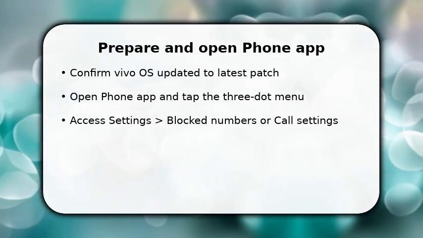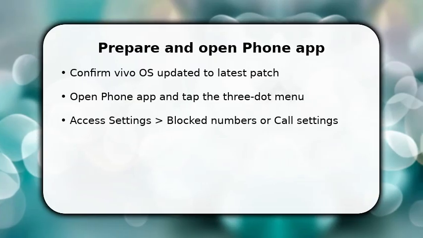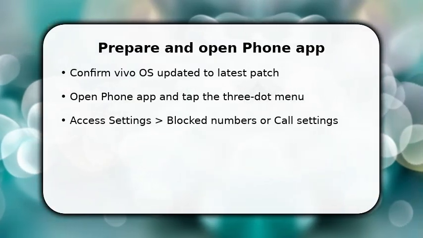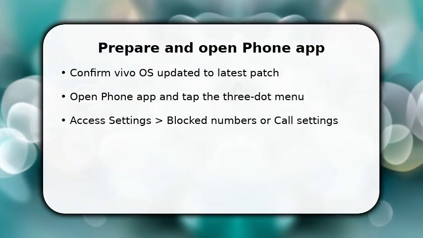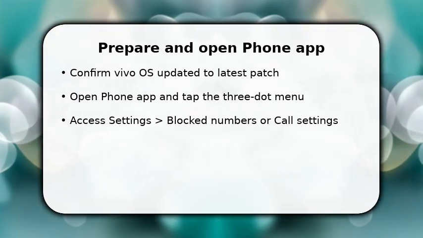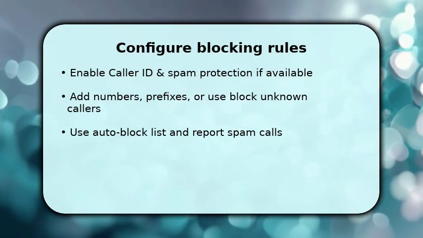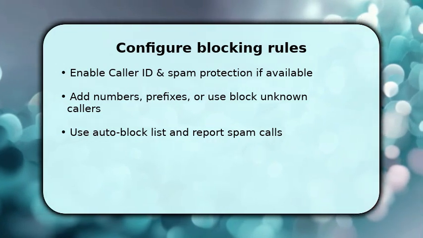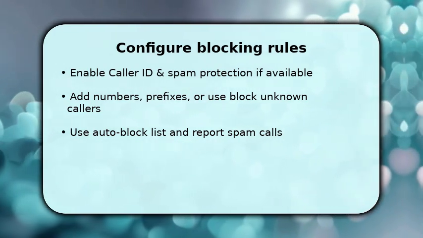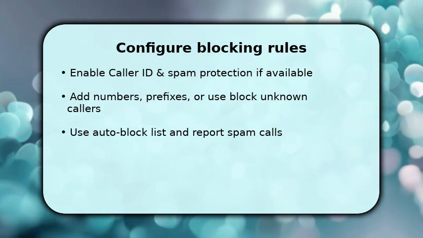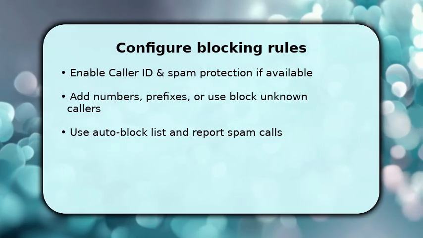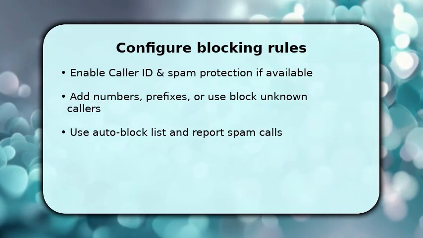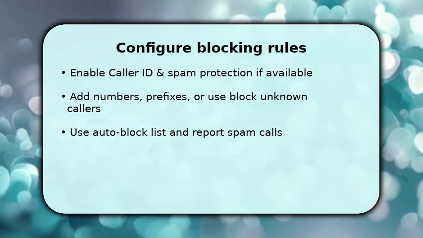You're starting with the built-in controls because they intercept many spam types at the system level, which is faster and uses less battery than third-party apps. Now configure specific rules to catch repeat offenders. Enable caller ID and spam protection if your Vivo offers it, since it flags likely spam automatically. Then add individual numbers or whole prefixes to the block list and turn on block unknown callers for strict filtering.